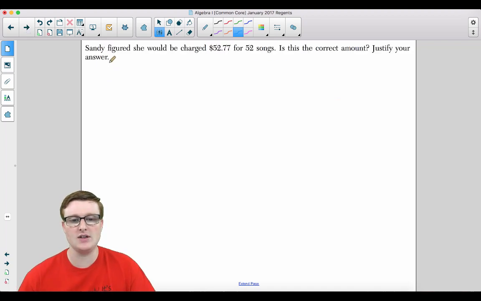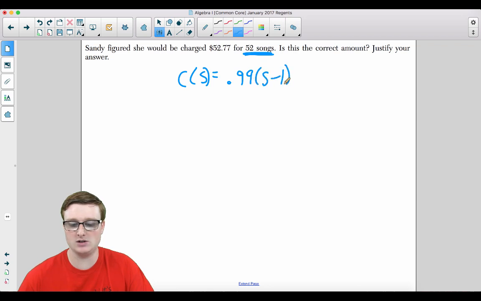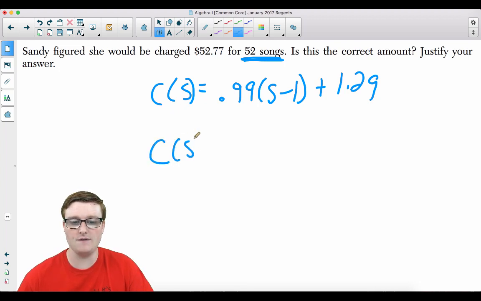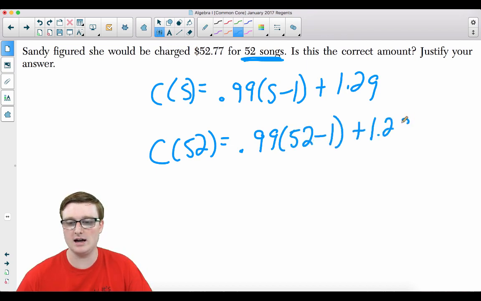Sandy figured that she would be charged $52.77 for 52 songs. Is this the correct amount? Justify your answer. So we're just going to take our formula that we got. C of S is equal to 0.99 times S minus 1 plus $1.29. So we're going to plug in 52 for S. So we get C of 52 is equal to 0.99 times 52 minus 1 plus $1.29.